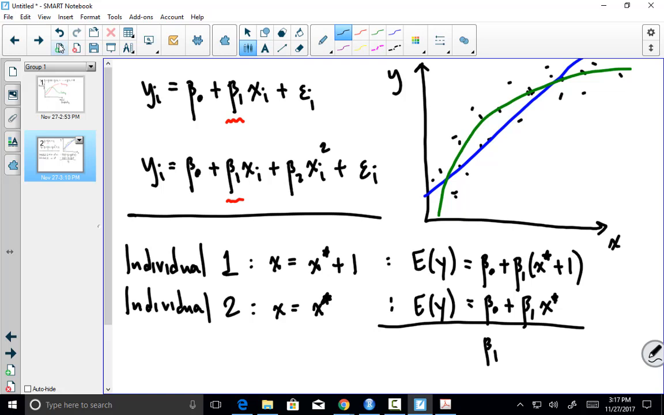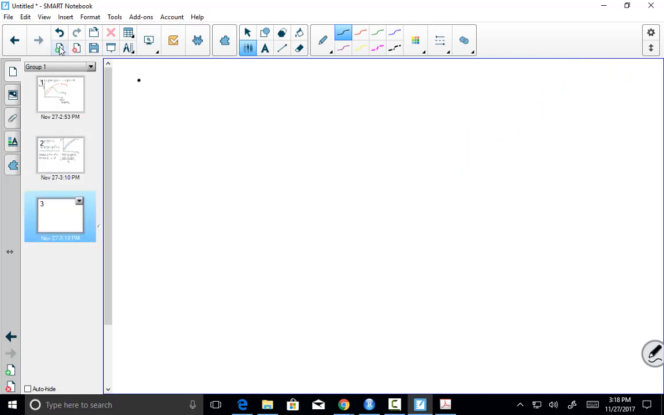Beta 1 is the mean change in response associated with a 1 unit increase in x. Or in other words, it's the difference in the mean response that you would expect comparing two individuals who differ by 1 unit on x. If you have additional covariates, suppose we have x and z, y_i equals beta 0 plus beta 1 x_i plus beta 2 z_i.